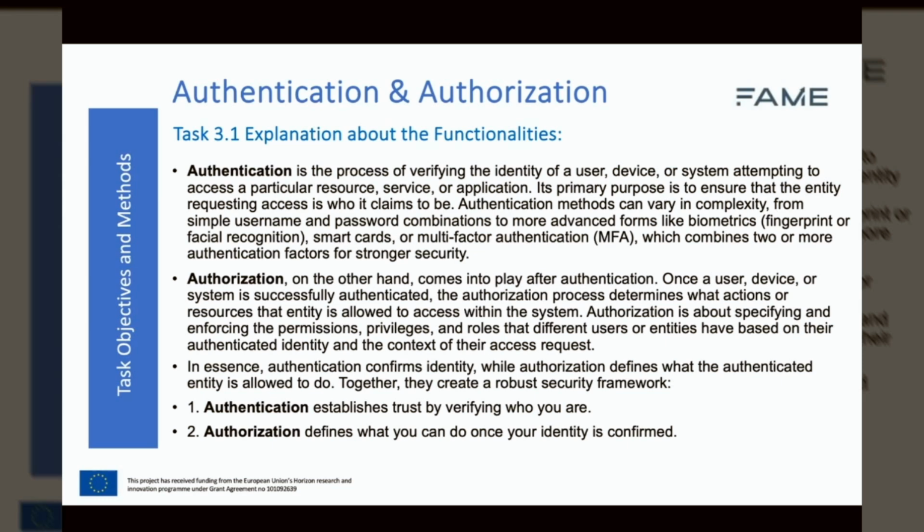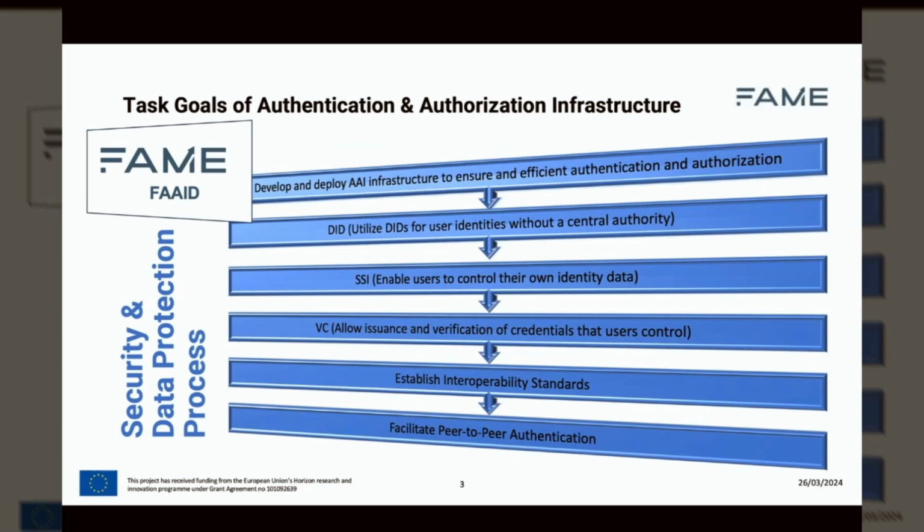In short, authentication establishes trust by verifying who you are. Authorization defines what you can do once your identity is confirmed. The task goal of the security and data protection process, the authentication authorization infrastructure, is to develop and deploy AI infrastructure to ensure efficient authentication and authorization.